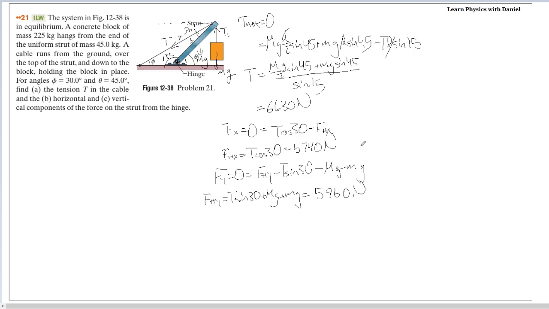Alright, I hope this tutorial helped you learn about static equilibrium. Remember to set up your torque, Fx, and Fy equations.